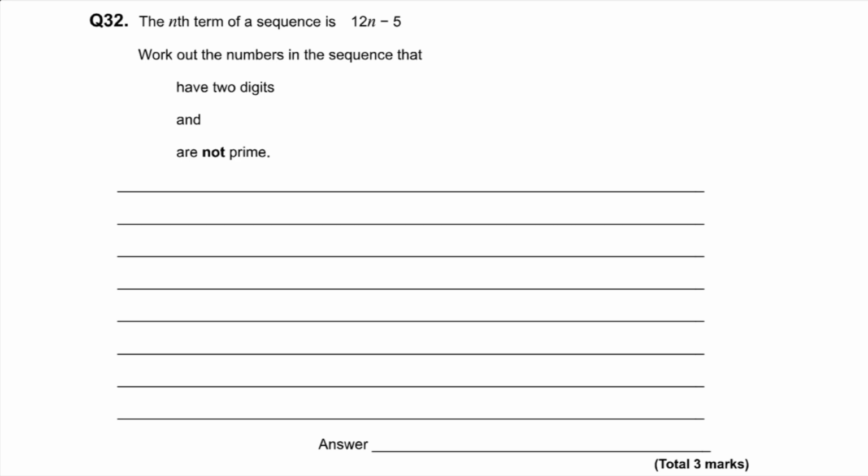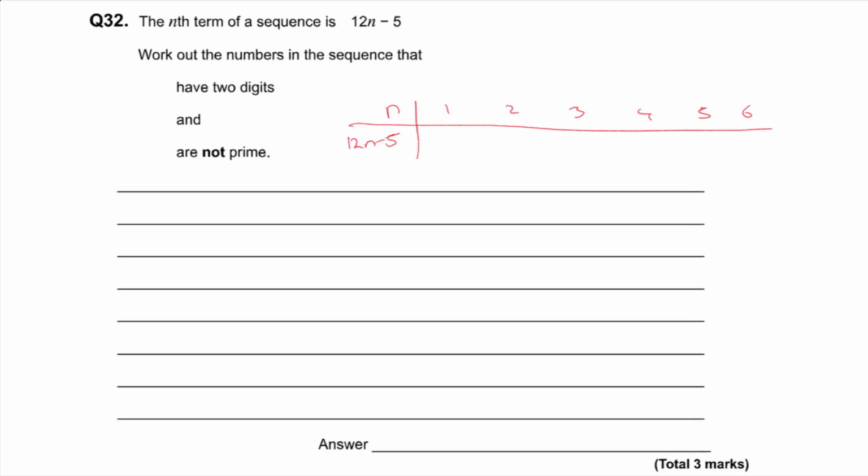The nth term of a sequence is 12n minus 5. Work out the numbers in the sequence that have 2 digits and are not prime. I'm just going to have to generate some terms here and look at them. Remember, you just have to sub in a different value of n for each term that you want. For n is 1, 2, 3, 4, 5, 6, what am I going to get? I don't know how far I need to go.